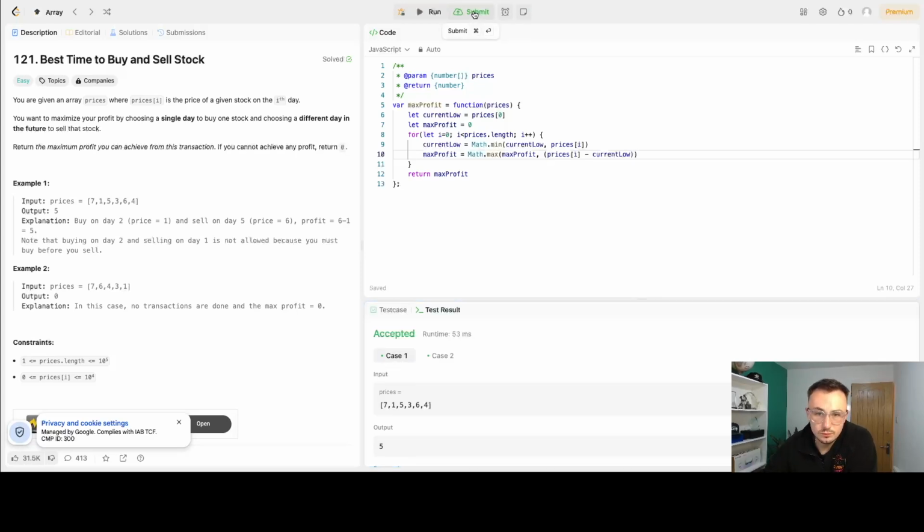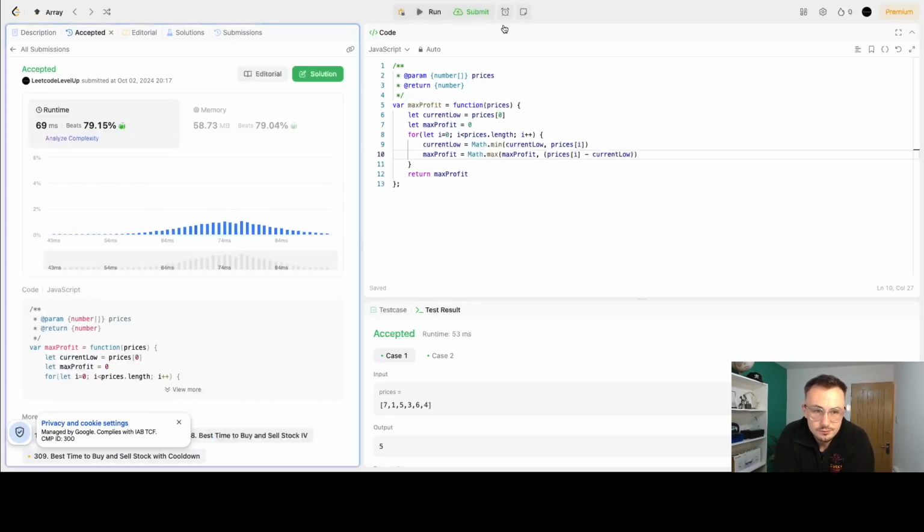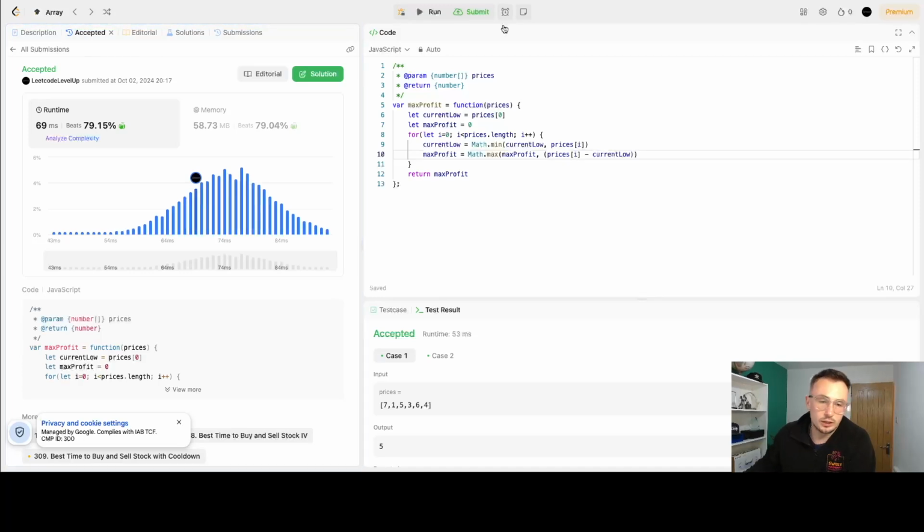Okay, cool. Let's see how we do in terms of submitting it. Will it pass the tests? Cool. Okay, so in terms of runtime, it's top 79.15%, so it's pretty good. And it beat 79.04% in memory, so it's a pretty good answer, I think. The runtime complexity is O(n), because you've got to iterate over every input, and the space complexity is O(1), constant.